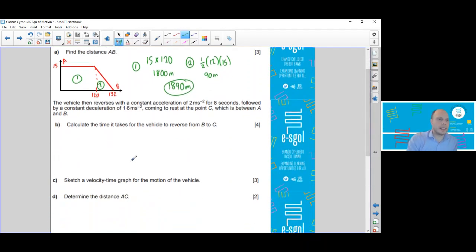Now then, in the second part, the vehicle then reverses with constant acceleration. Reversing means it's going backwards. If it's going backwards, it has negative velocity. So if I draw the graph for just this section, I actually need to have room for some negatives. It reverses with a constant acceleration of 2 for 8 seconds.